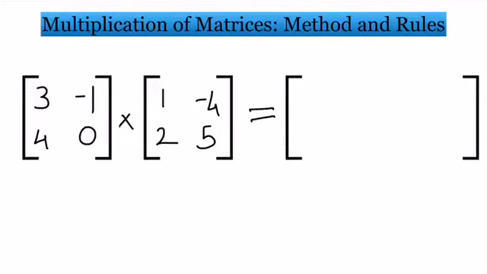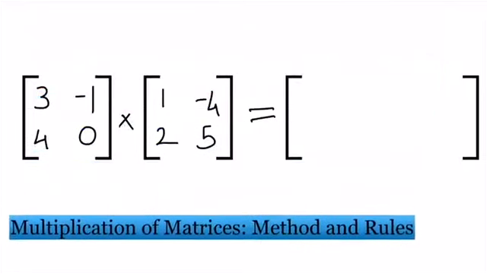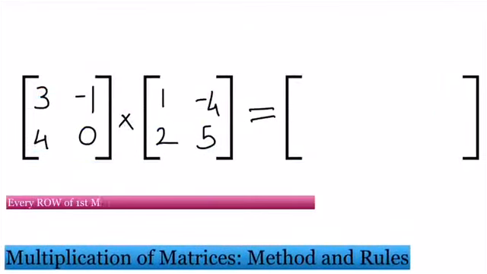So the product will always be a matrix. The method says every row of the first matrix has to deal with every column of the second matrix. So we have to consider only rows in the first matrix and columns in the second matrix while multiplying. So the first row and first column have 3 minus 1 and 1 2 elements respectively.